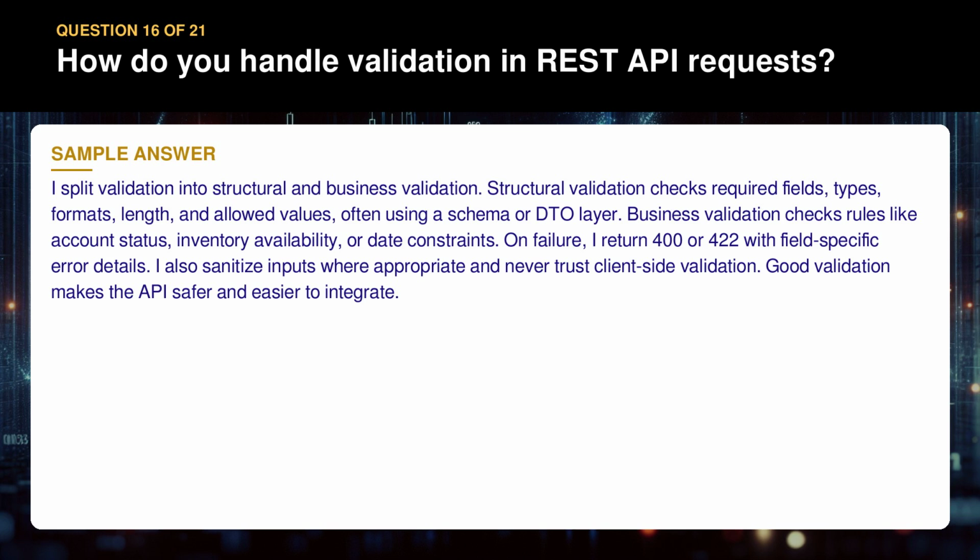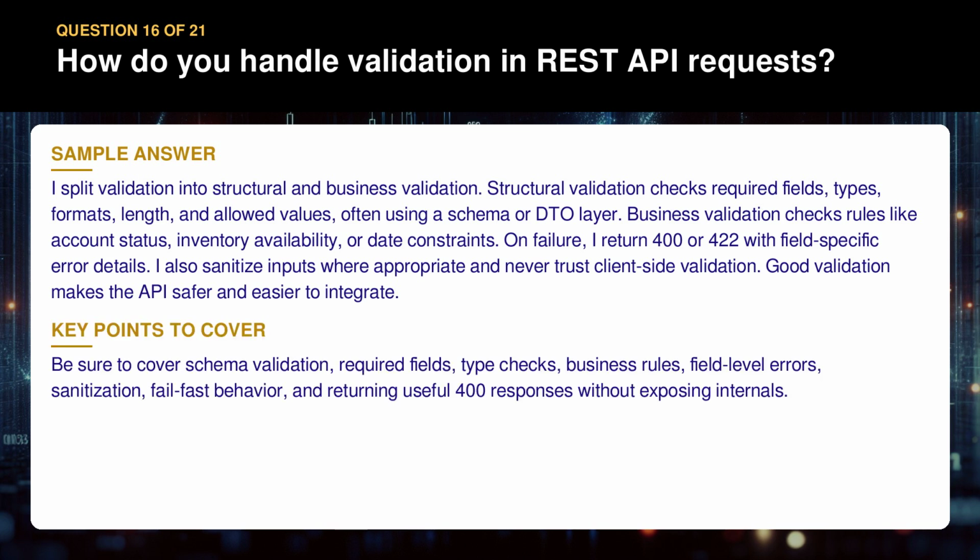On failure, I return 400 or 422 with field-specific error details. I also sanitize inputs where appropriate and never trust client-side validation. Good validation makes the API safer and easier to integrate. Be sure to cover schema validation, required fields, type checks, business rules, field-level errors, sanitization, fail-fast behavior, and returning useful 400 responses without exposing internals.